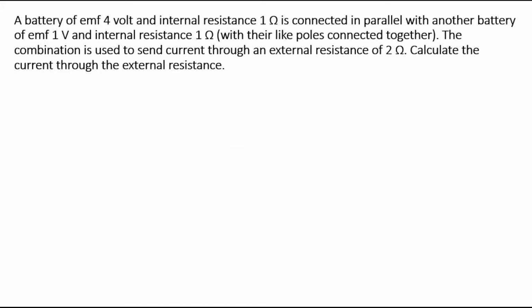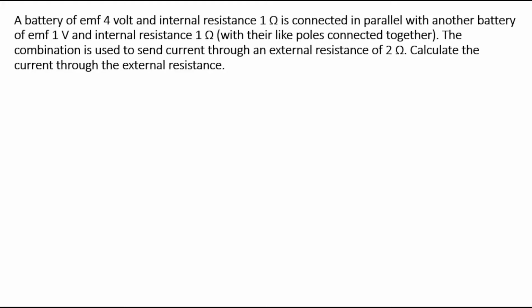Today we will see a numerical solving session of a new chapter, current electricity. Let's look at the first sum. A battery of EMF 4 volt and internal resistance 1 ohm is connected in parallel with another battery of EMF 1 volt and internal resistance 1 ohm with the like poles connected together. The combination is used to send current through an external resistance of 2 ohms. Calculate the current through the external resistance.